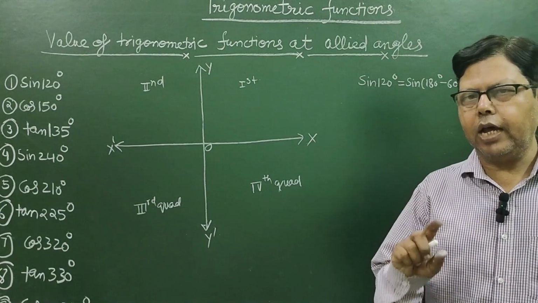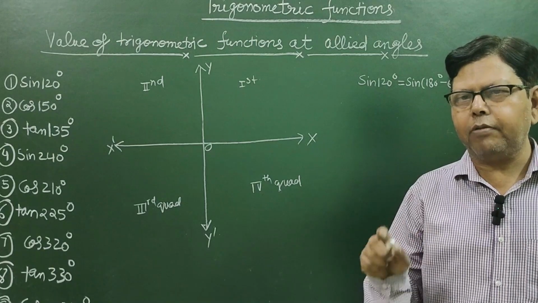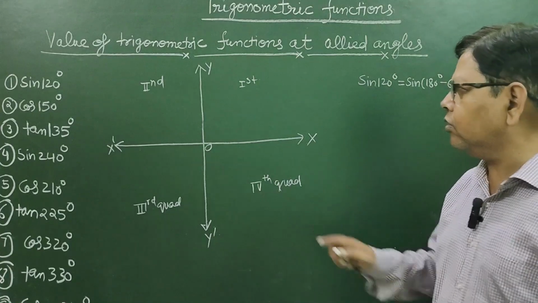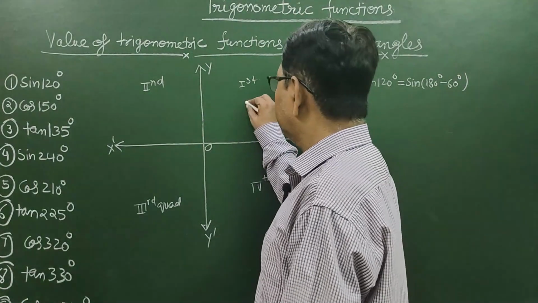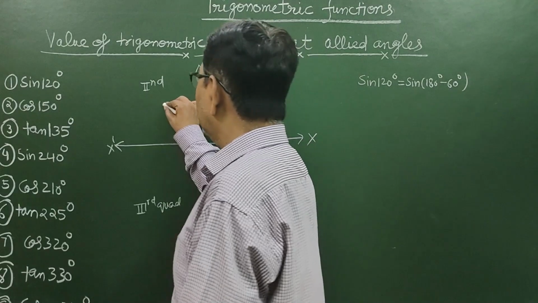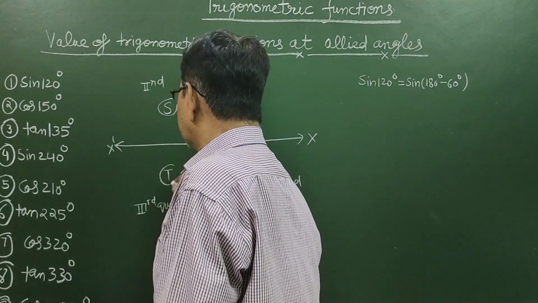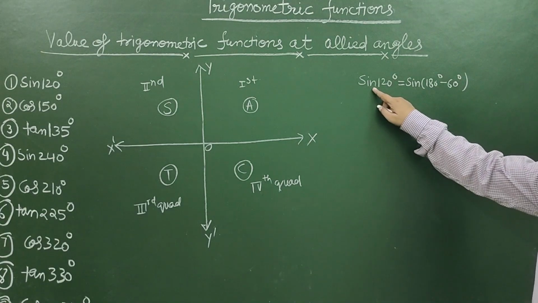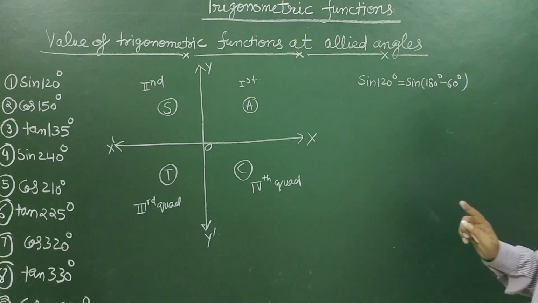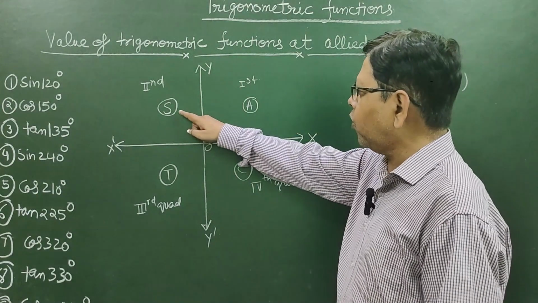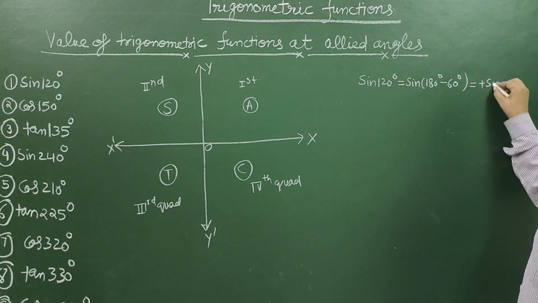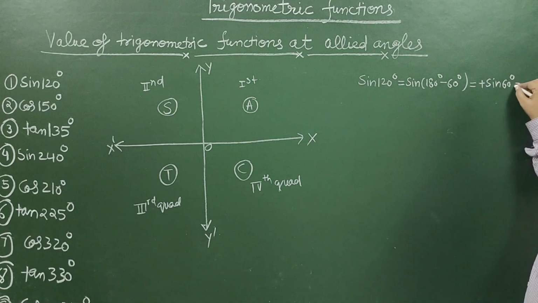And in the allied angles I told you the formula: sine pi minus theta or sine 180 minus theta is equal to sine theta, because the angle lies in the second quadrant and using the ASTC rule we will find the sine. In case of 180 degree there is no change in the function, sine remains sine. In the second quadrant sine and cosec are positive, so this is equal to plus sine 60 degree, which is equal to under root 3 upon 2.